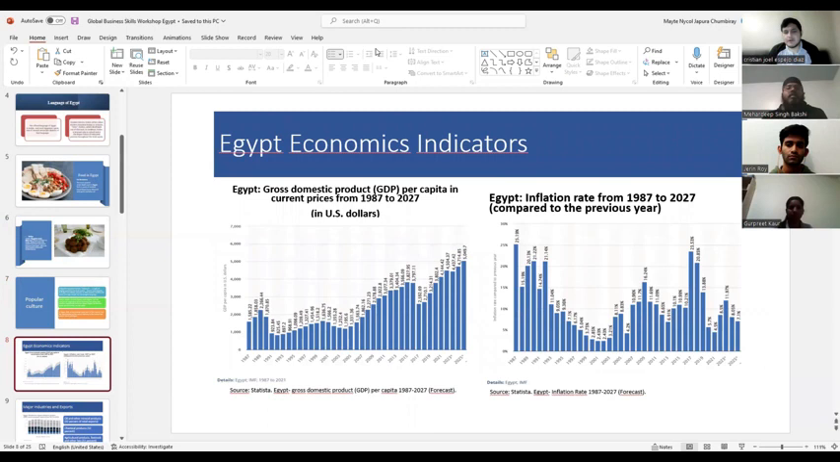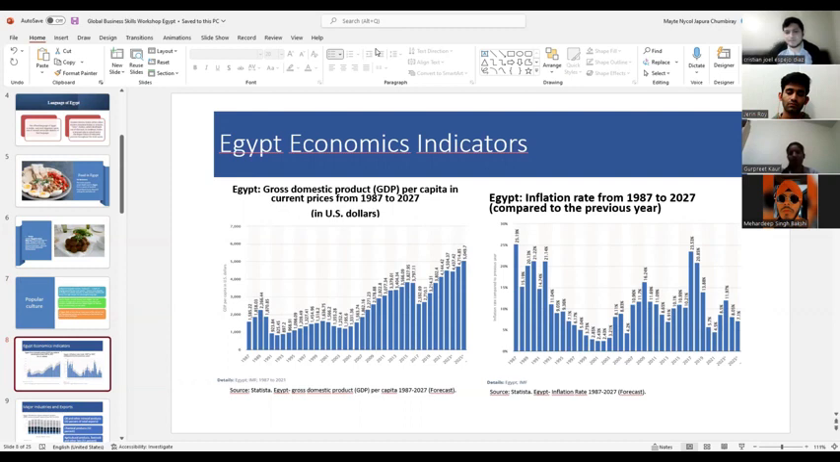According to the economic indicators in Egypt, we chose these two indicators. First of all is gross domestic product per capita, because it represents the income level in the country. We can see there is a growing behavior of this indicator. In 2022, Egypt had a good income level with $3,800 per person.